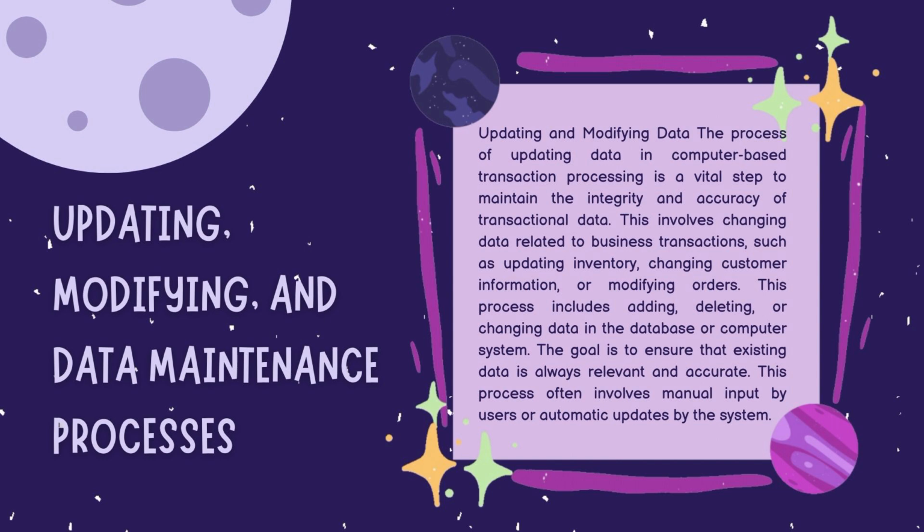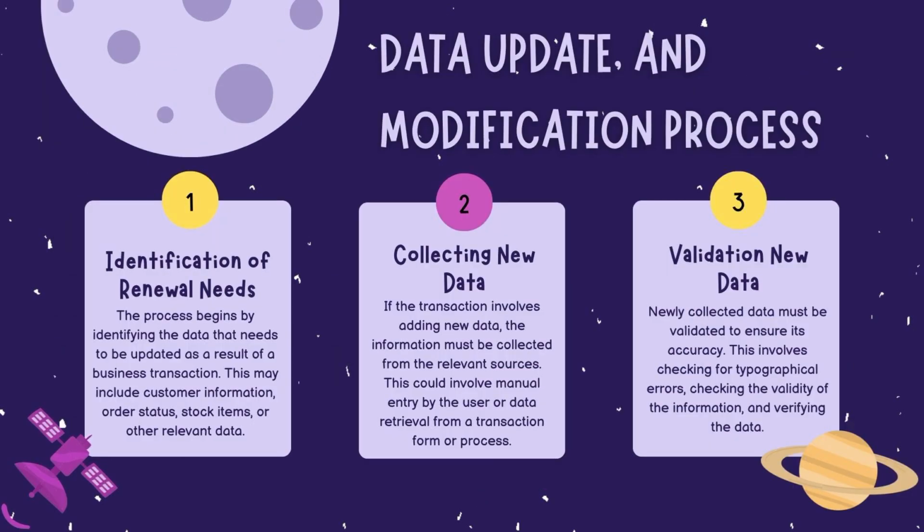The goal is to ensure that existing data is always relevant and accurate. This process often involves manual input by users or automatic updates by the system. So, these are the data update and modification processes. The first one is identification of renewal needs. The process begins by identifying the data that needs to be updated as a result of a business transaction. This may include customer information, order status, stock items, or other relevant data.